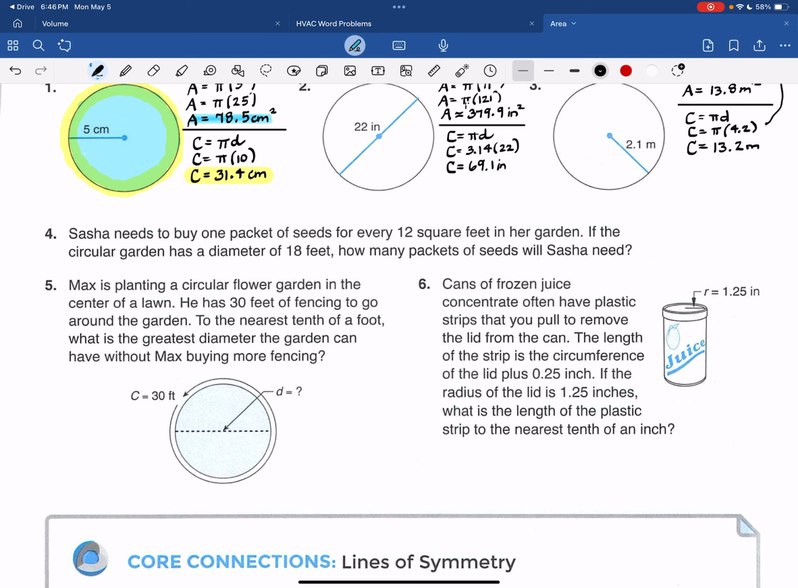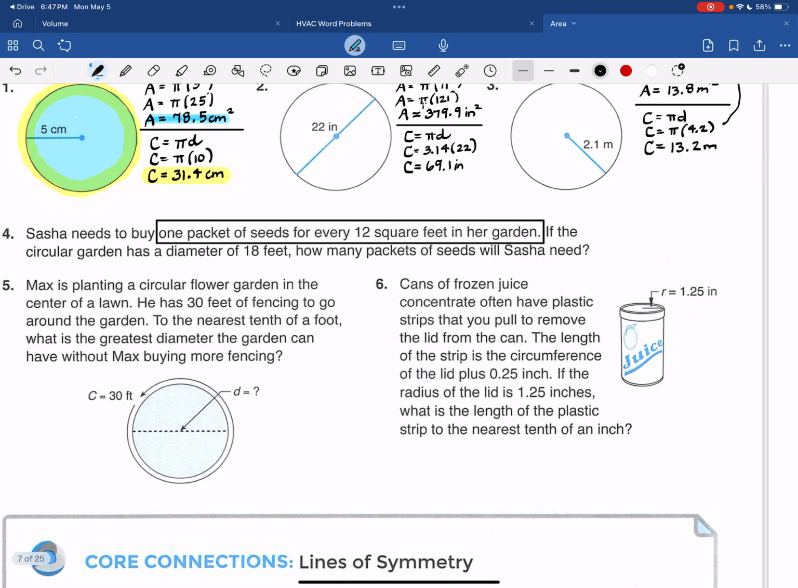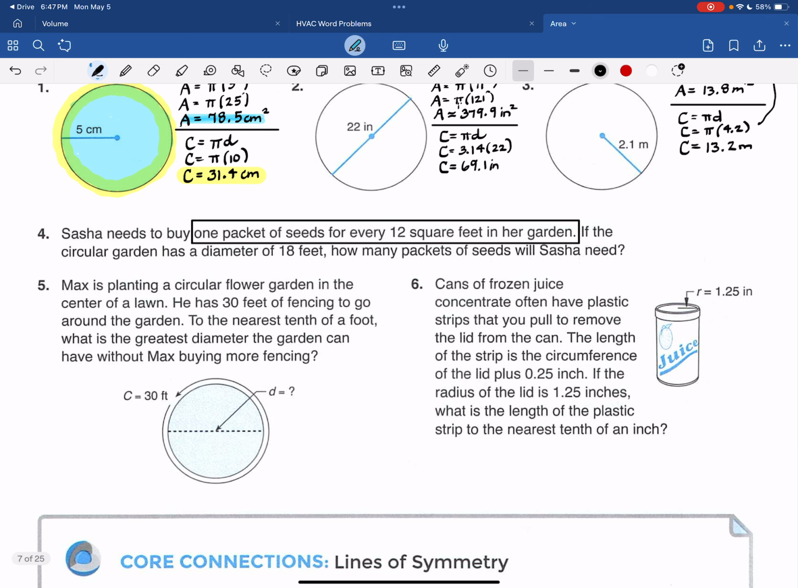Sasha needs to buy 1 packet of seeds for every 12 square feet in her garden. That reaches out and grabs me by the nose to say ratio and proportion. If the circular garden has a diameter of 18 feet, how many packets of seeds will Sasha need? I'm going to change color here just because this is starting to run together.